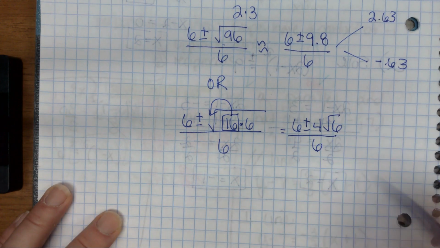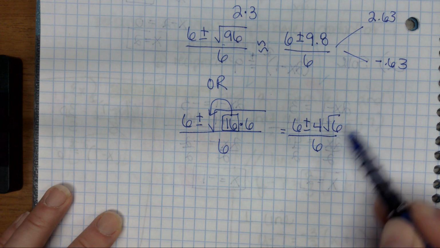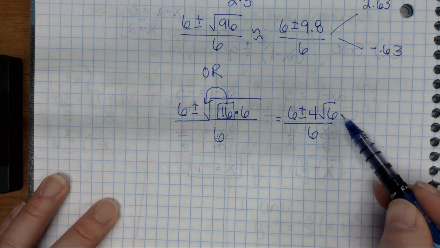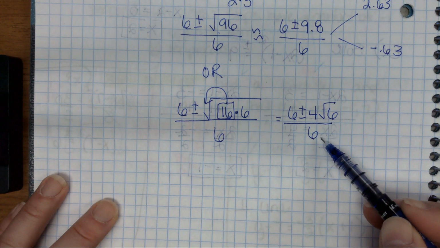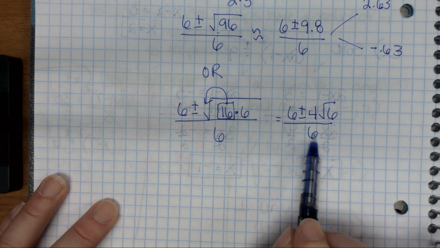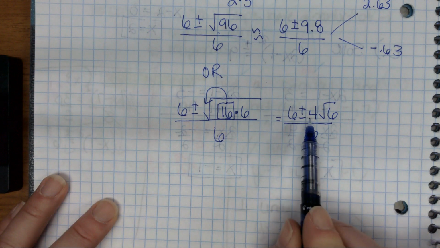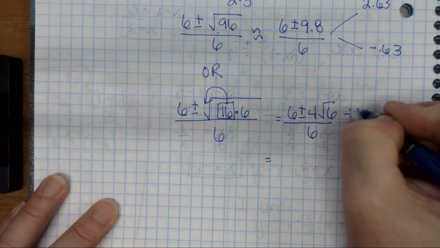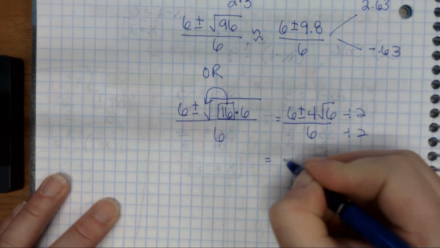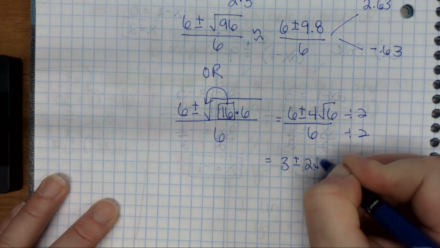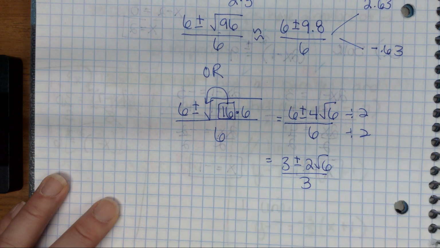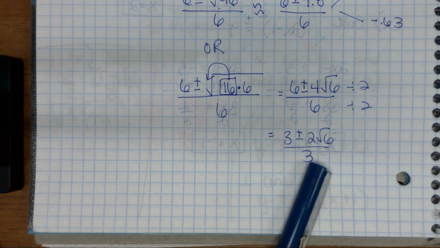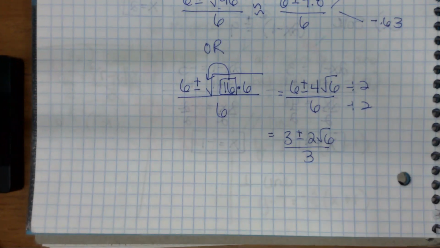You can't divide those. That's a cringy math mistake, because this is root 6 and that's 6. That's not the same thing. However, you could see that all 3 of these are even and divide them all by 2. So that would mean 3 plus or minus 2 root 6 over 3. You could do that. That would be the most exact way. This would be an approximate.